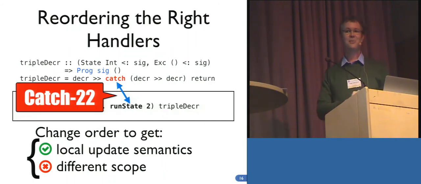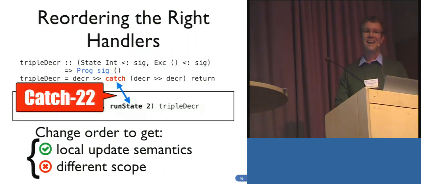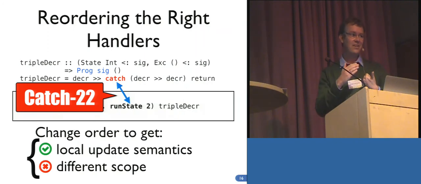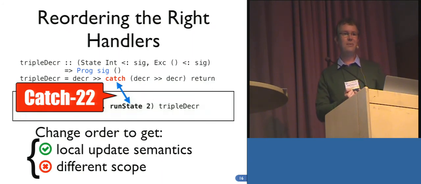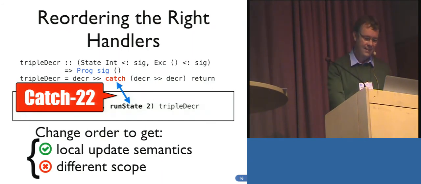So what we have here is a catch-22. We can get the interaction semantics we want, but then we may destroy the scope that we want, or we may get the scope we want, but not the interaction semantics we want. So that puts us in a bind.